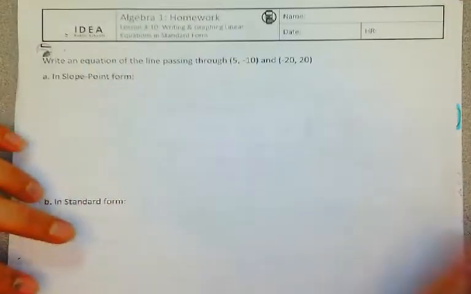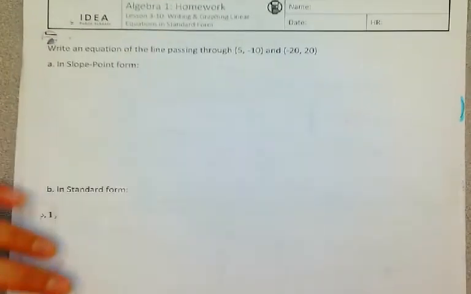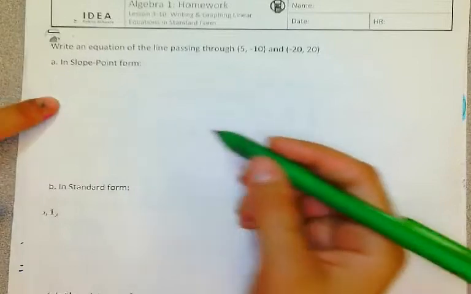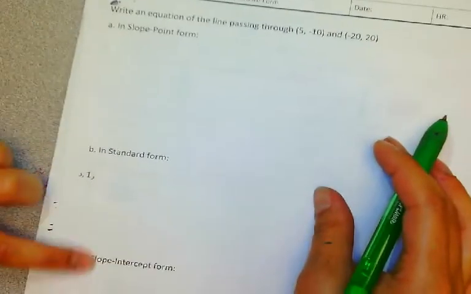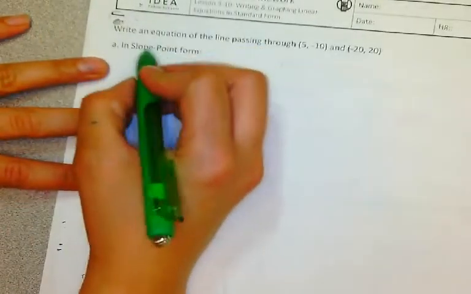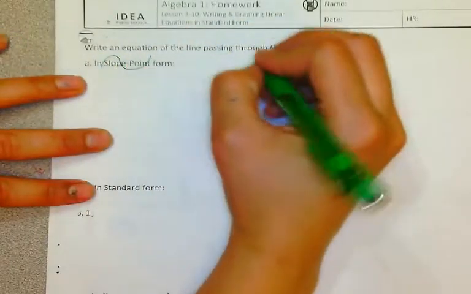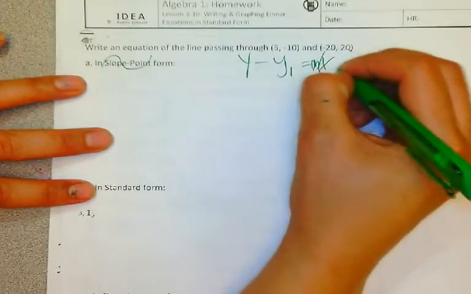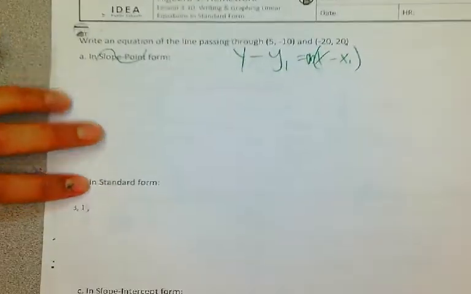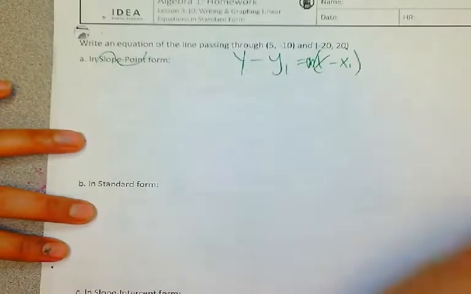Alright guys, this is the homework that is going to be due tomorrow. So they ask you to do, with these 2 points, several types of equation. All of these are on your formula chart. So this actually should be point slope, and I typed it backwards. So point slope is y minus y1 equals m(x minus x1). Okay?